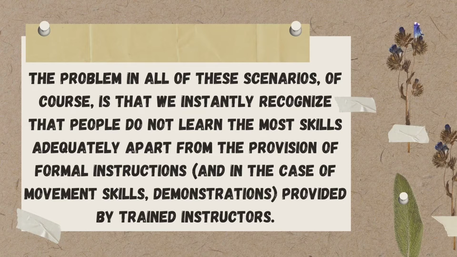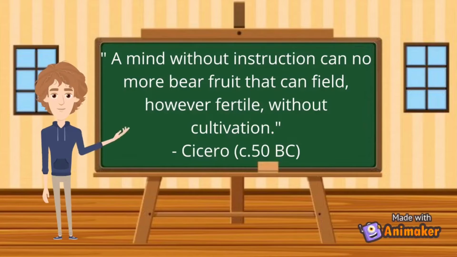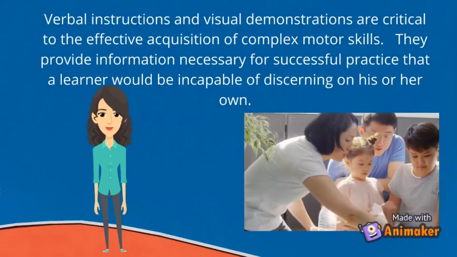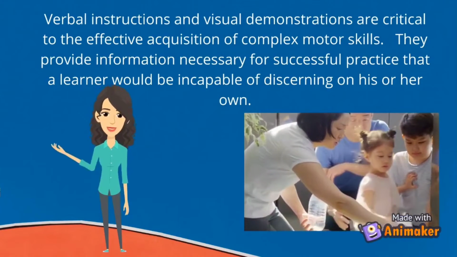Even when a person may have acquired many hours of independent practice, we intuitively know that most motor skills are rarely, if ever, capable of being performed expertly apart from sufficient amounts of instructional practice. According to Cicero, circa 50 BC, a mind without instruction can no more bear fruit than can a field, however fertile, without cultivation. Verbal instructions and visual demonstrations are critical to the effective acquisition of complex motor skills.